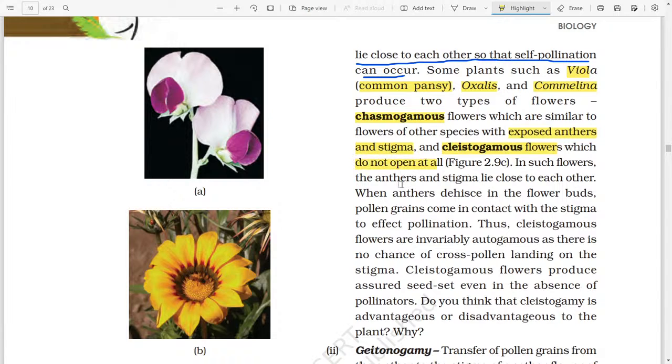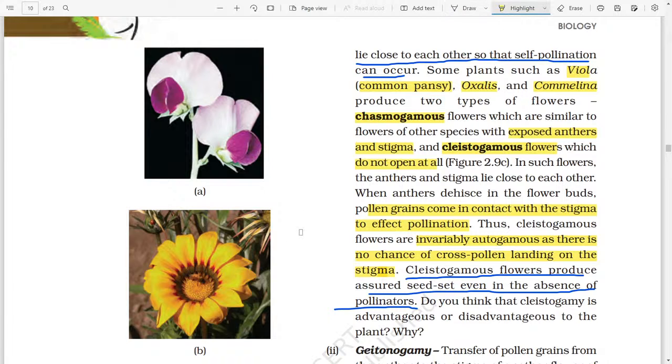This means that cleistogamous is closed, meaning anther and stigma are closed. In such flowers, anther and stigma lie close to each other. When anthers dehisce in the flower buds, pollen grains come in contact with the stigma to affect pollination. Thus, cleistogamous flowers are invariably autogamous as there is no chance of cross-pollen landing on the stigma. Cleistogamous flowers produce a seed set even in the absence of pollinators. This is also a most important line. This can often be asked in exams.